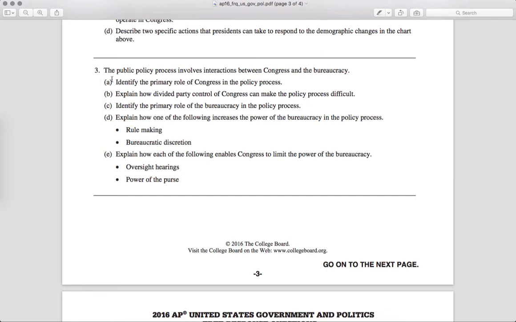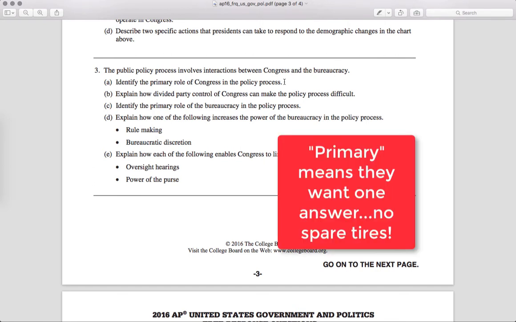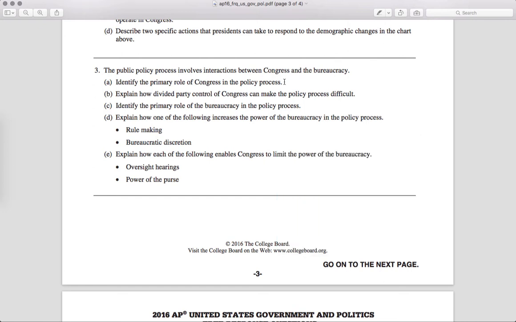policy. Part A, identify, low hurdle, the primary role of Congress in the policy process. Okay, if we remember our civics, this is almost a gimme. The primary role of Congress in the policy process is to write laws. Congress is the legislative branch, and they write legislation. Period. Done.